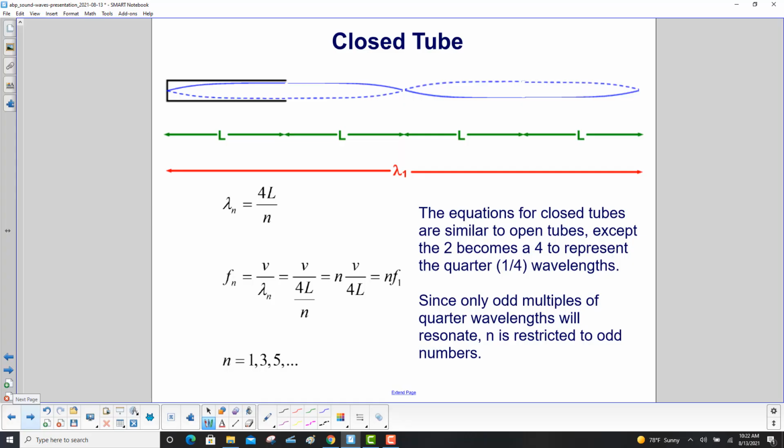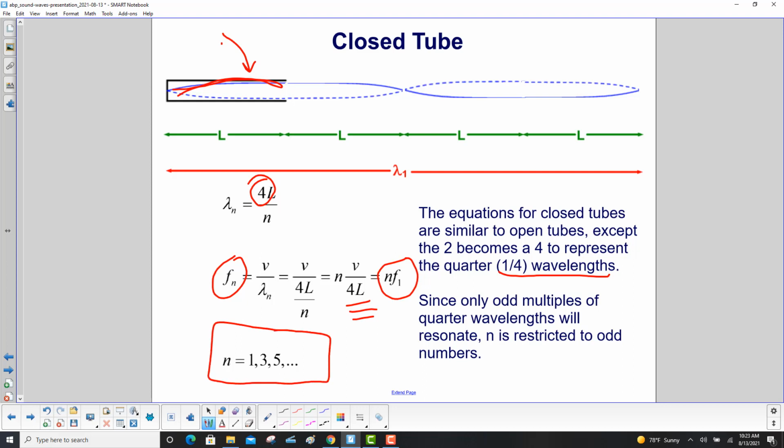The equations for closed tubes are similar to open tubes, except the 2 becomes a 4 to represent the quarter wavelengths, right? We don't have half wavelengths this time that fit. We have quarter wavelengths. That's a quarter wavelength here. Since only odd multiples of quarter wavelengths will resonate, n is restricted to odd numbers. So we have our frequency F sub n is n times the fundamental frequency there, F1. Remember we found that on the previous slide. But we also found out that n can only be odd numbers. So there's our closed tube equation. And again, I'll go ahead and erase my markings there.